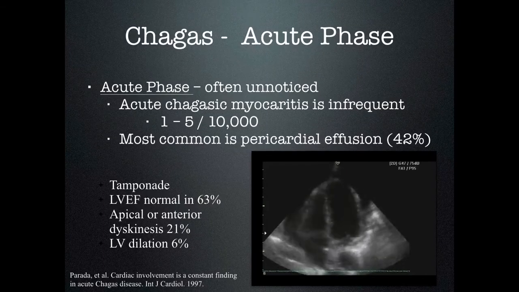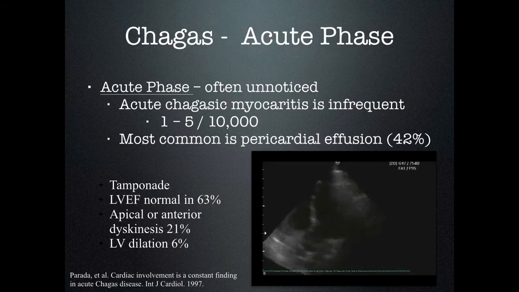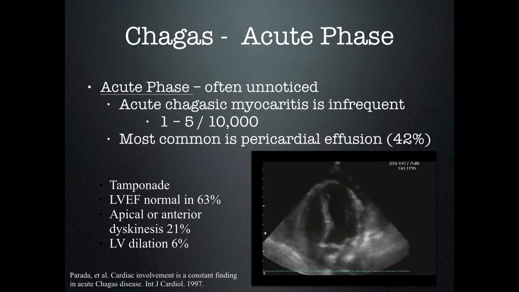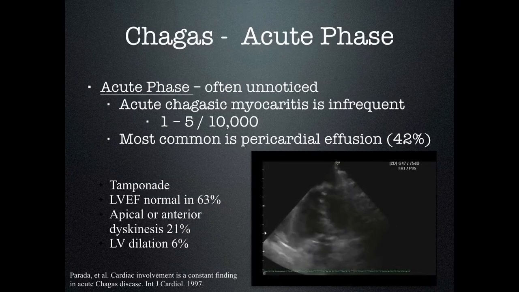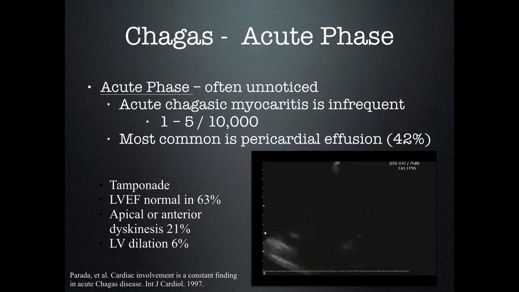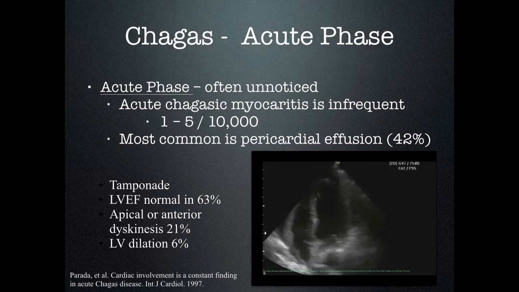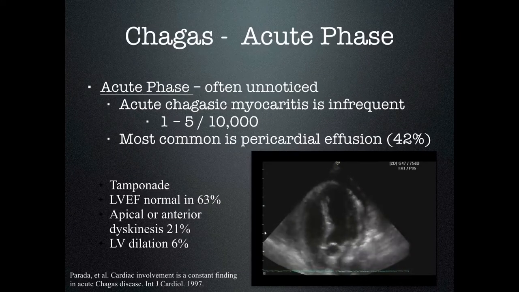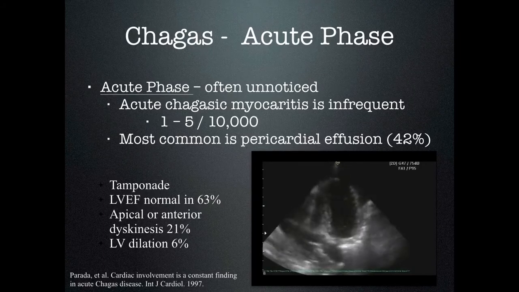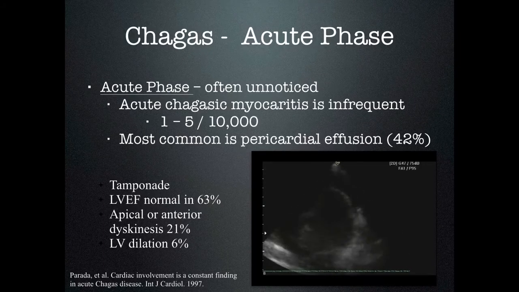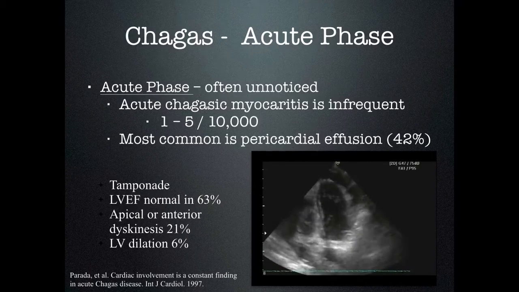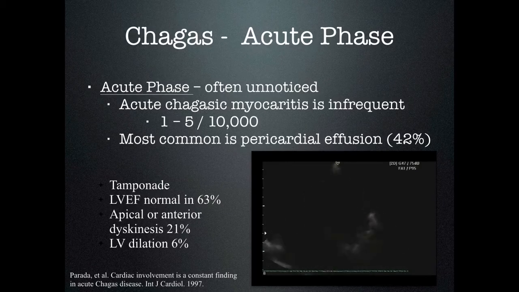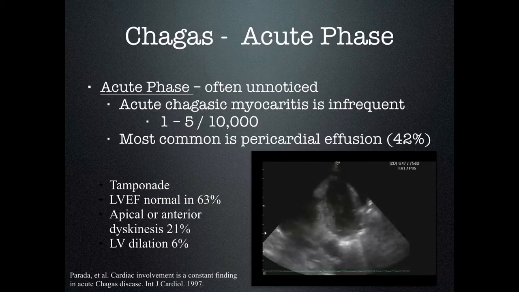This can be a life-threatening emergency, and we've seen in prior lectures how ultrasound can be used to diagnose pericardial effusion and pericardial tamponade. In the acute phase, the LVEF is almost always normal, and there may be some apical or anterior dyskinesis, but this is rare, occurring only in about 20% of the patients. Even more rare is LV dilation, which occurs in only about 6% of the patients.